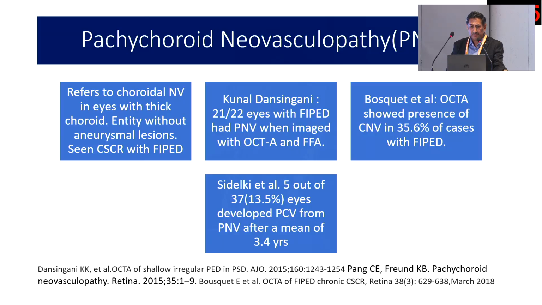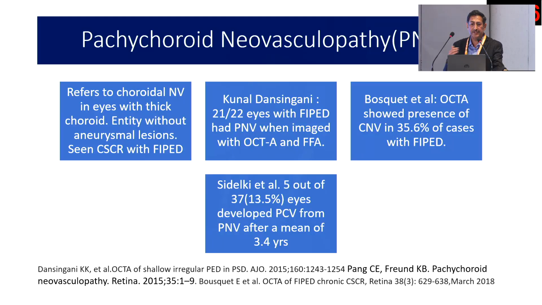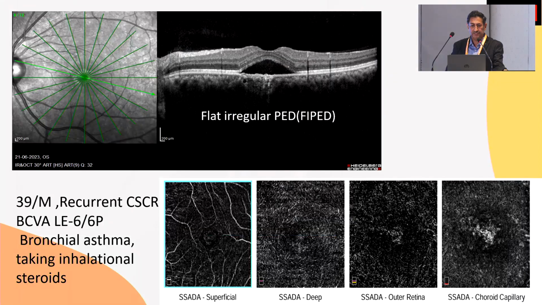Whenever you see a patient with CSCR with a flat irregular PED, you should suspect that you are dealing with neovasculopathy. Studies have shown in this article that most of the eyes with FIPED had PNV, and you should not forget that such eyes with neovasculopathy can convert into PCV. It's a spectrum, the pachychoroid spectrum. So here is the case.